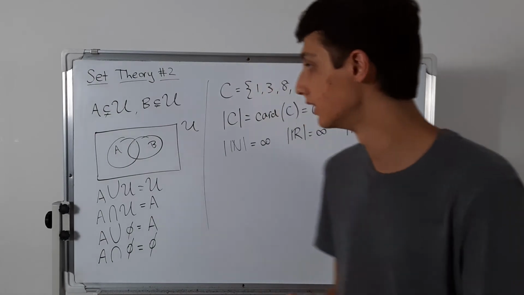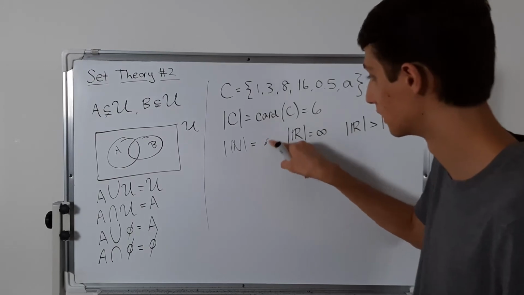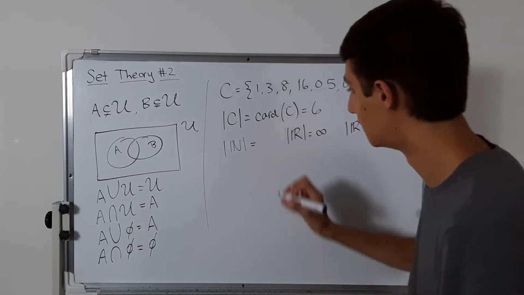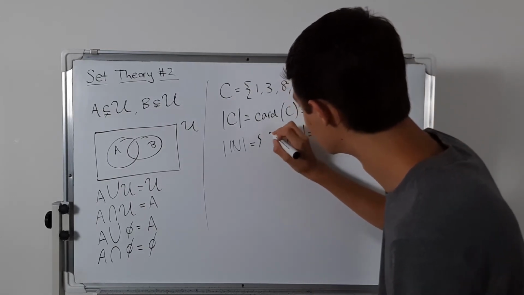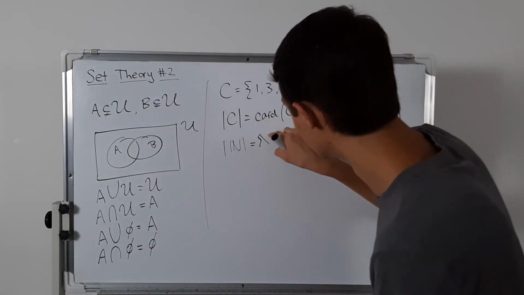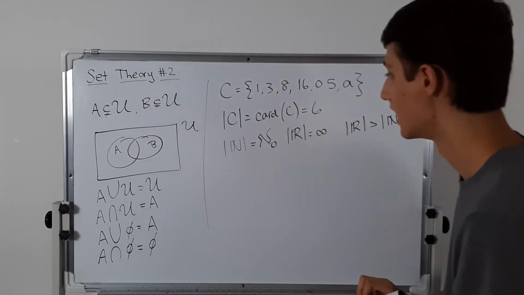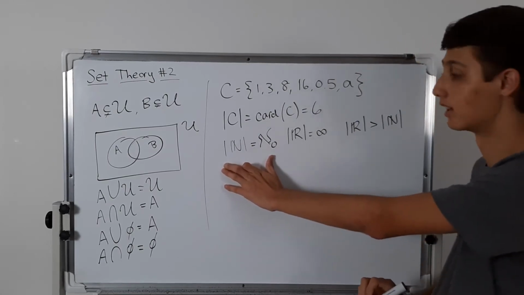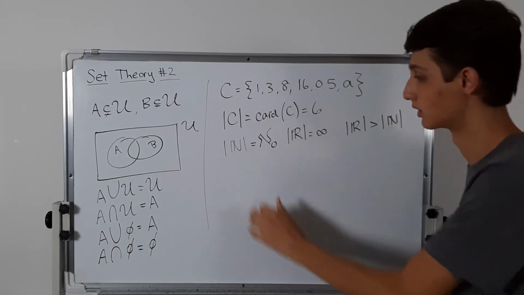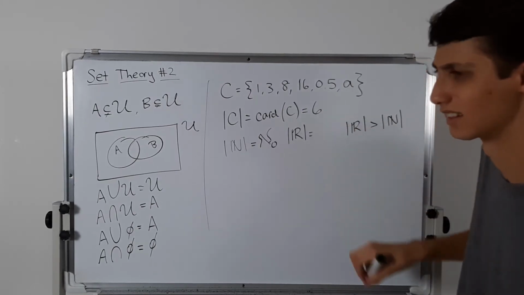So it's very common to denote the size of the natural numbers as aleph naught. Aleph is a Hebrew letter. I'm not really that good at drawing it, but something like that, with the 0 there. This is aleph naught, or aleph 0, whatever you want to say. It's the size of the natural numbers. The size of the real numbers is, I forget, I think it's the continuum or something.